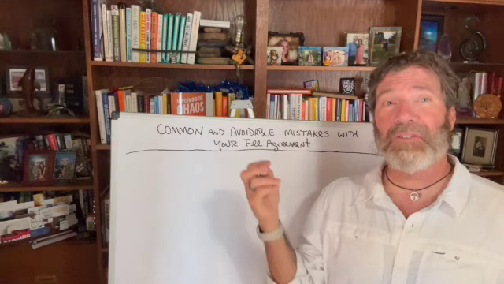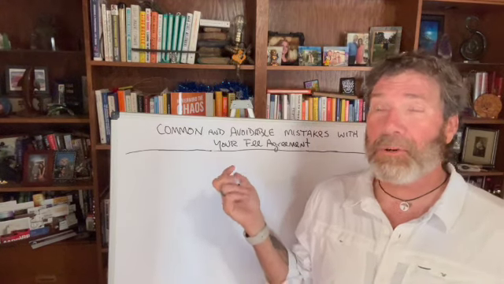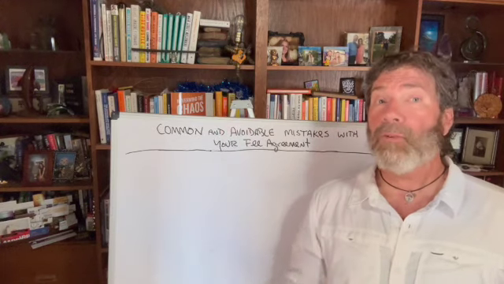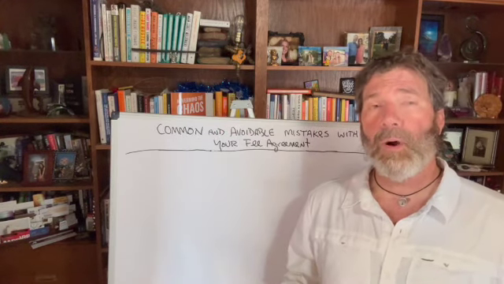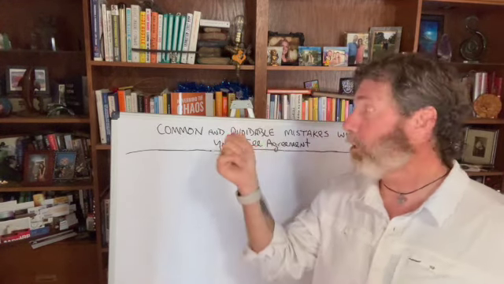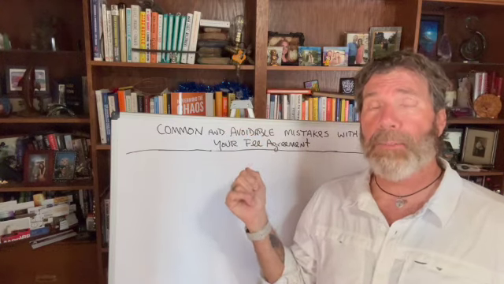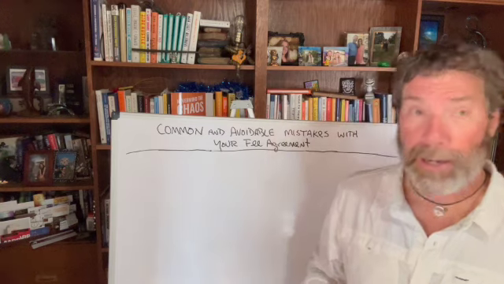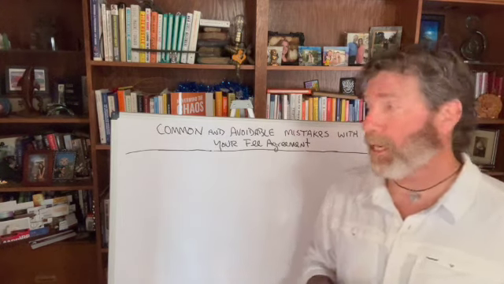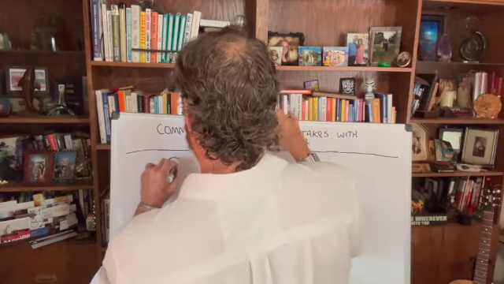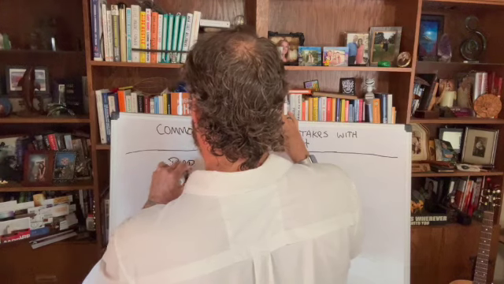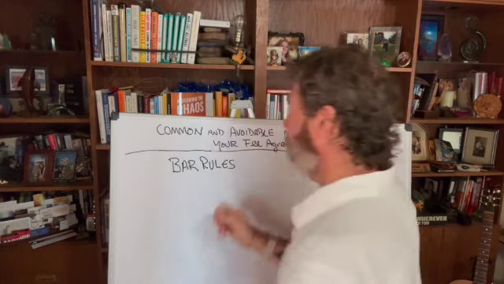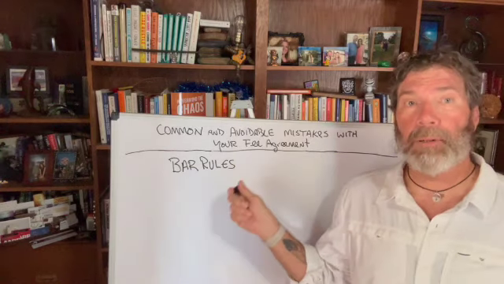And I will tell you that if I have to get involved as an arbiter for a fee agreement, 9 times out of 10, the bar's involved as well. And so you want to be very, very careful about making sure that your fee agreement is valid and enforceable. All right. So what are common mistakes that I see? Bar rules, right? Does your contract comply with the bar rules?